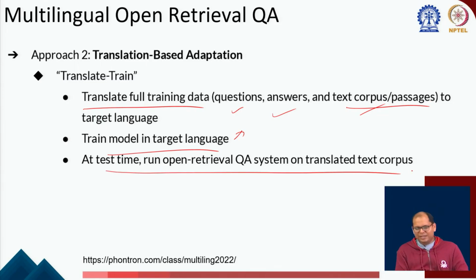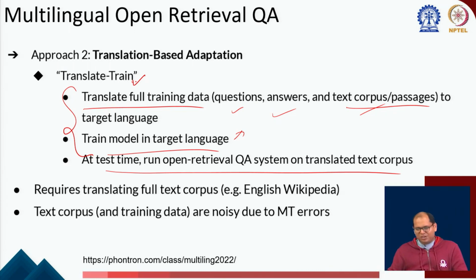So here you do everything at train time. At test time you don't have to do any translation, right? So this is the translate train approach. Again, it suffers because first of all you need a lot of translation, because the data set can be huge, and you have to translate everything to your native language. That can be a lot of work, and again the MT errors may be there, so it can be noisy because of that.